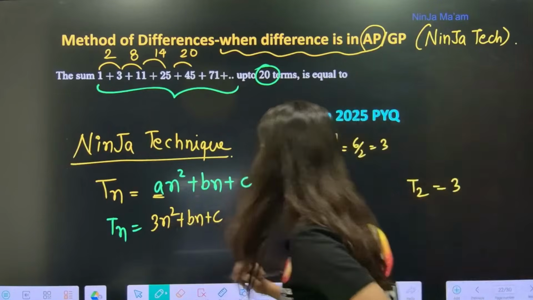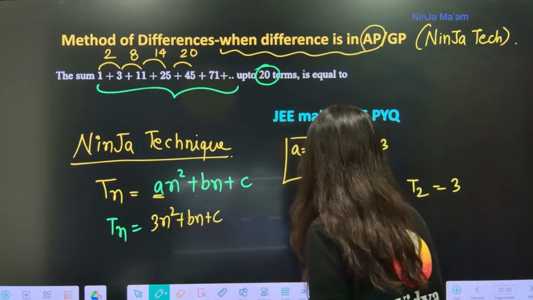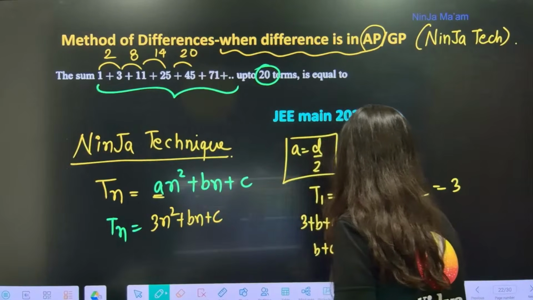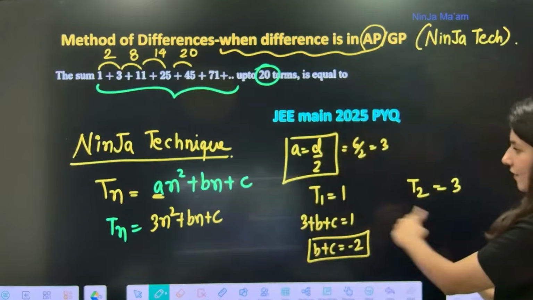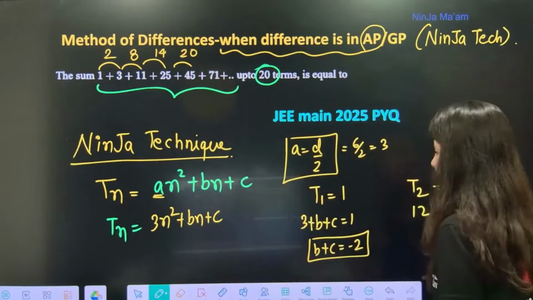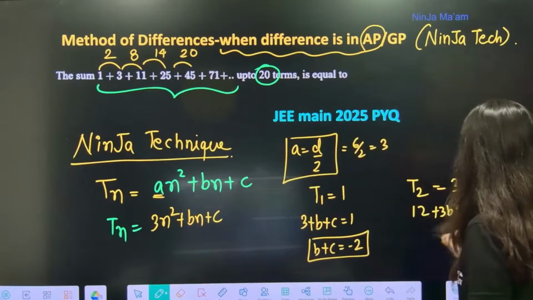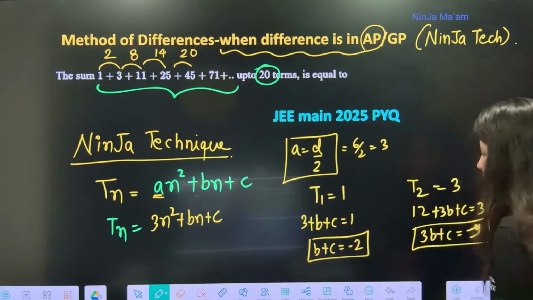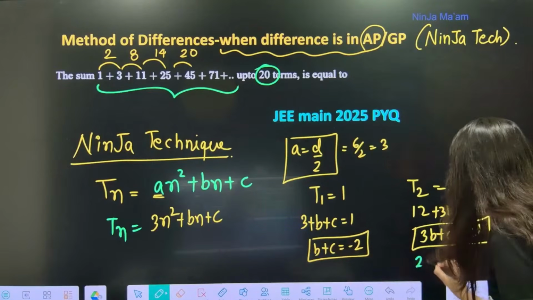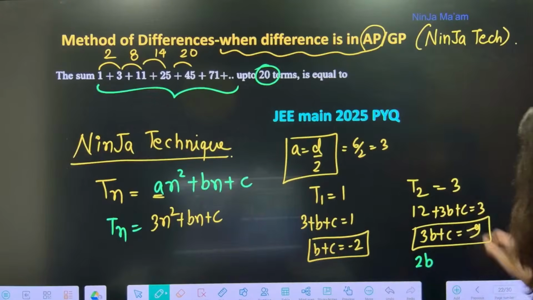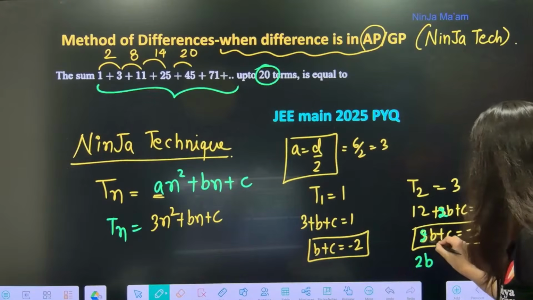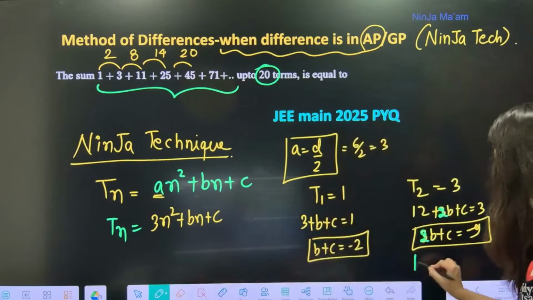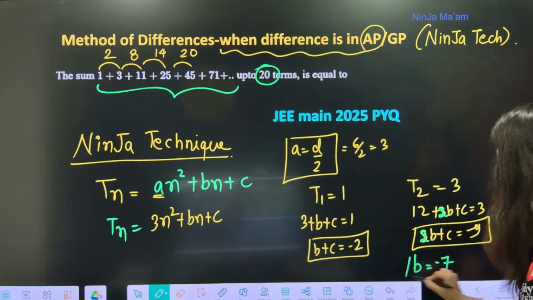If you put n equals 1, tell me, 3 plus b plus c is equal to 1. So b plus c, ma'am, is minus 2. What about this? If you put n equals 2, 4 3s are 12. 12 plus 2b plus c is equal to 3. So 2b plus c is equal to minus 9. Now subtract these two. So 2b minus b is b, and this is minus 7. b is coming out as minus 7.